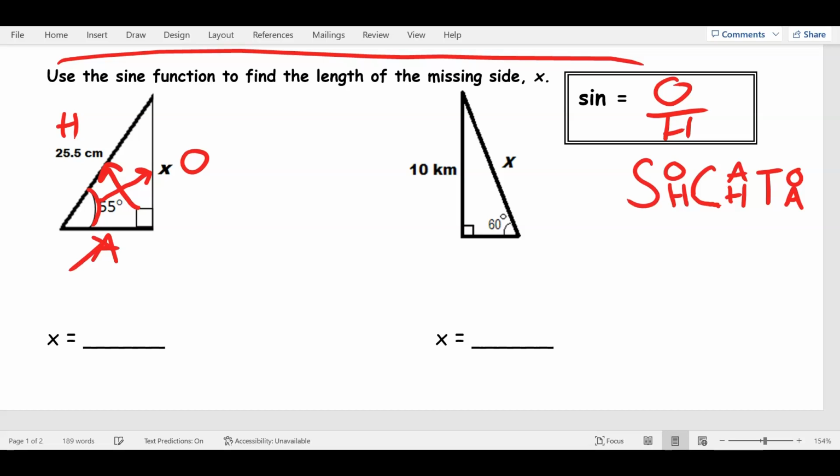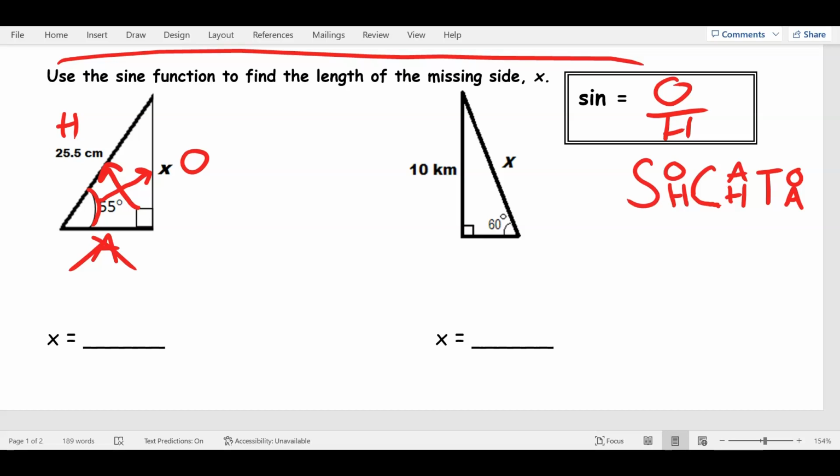I can't even label anything for A because there's nothing there. So if it was O and A, I would use tangent. Okay? So here's the deal. I see O, I see H, so I'm going to use sine.